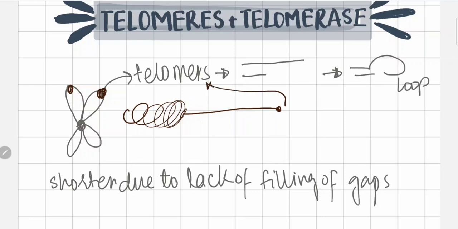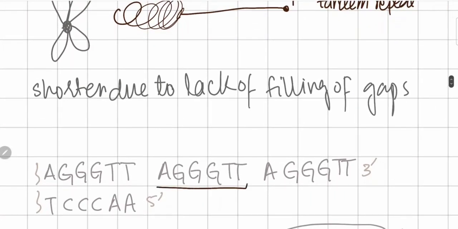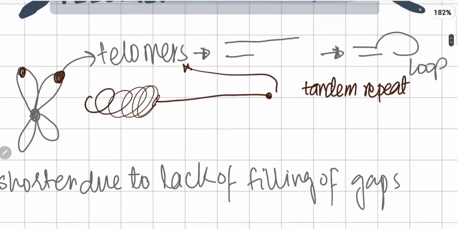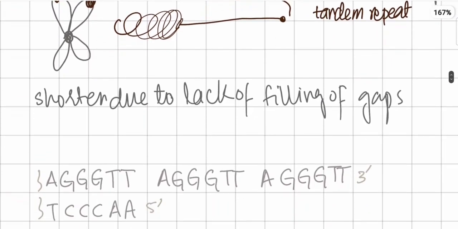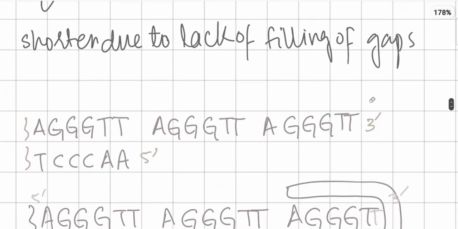Now, telomeres are actually tandem repeats, which means they repeat over and over again. The most famous is the AGGGTT. So these are repeated over and over again, and that's why they are called tandem repeats. Another important thing to know is their length at the end. This is the end of the DNA molecule, and this is the telomere.